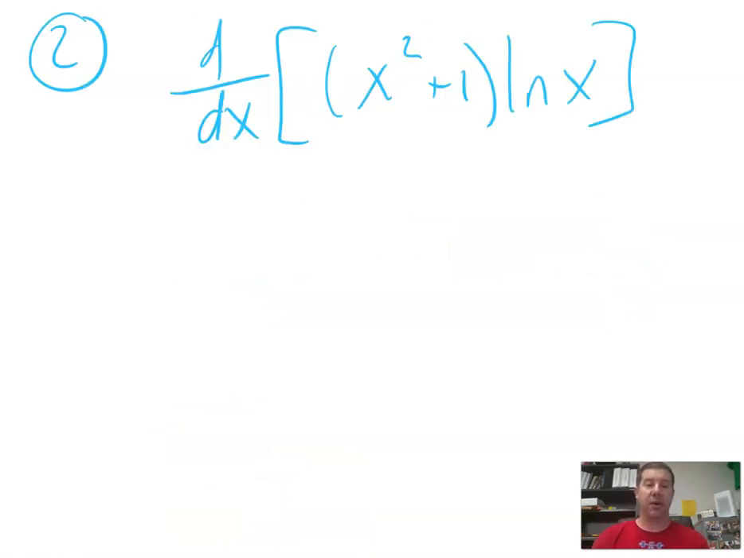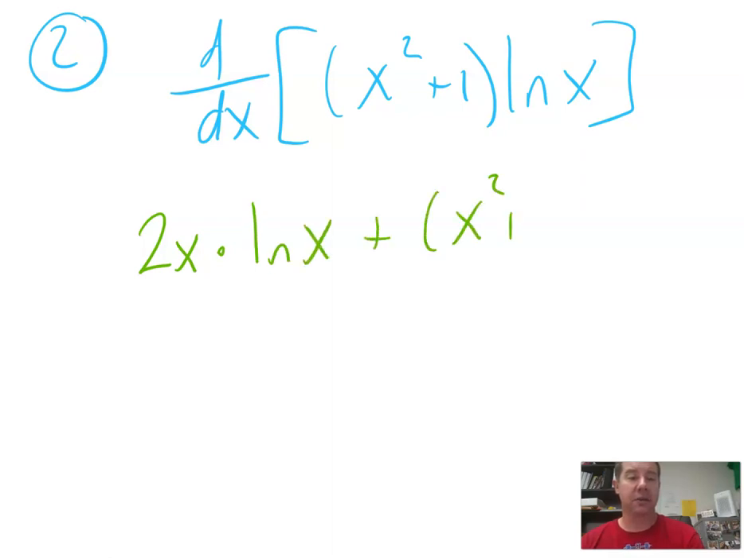Okay, next problem here. We want to take the derivative of x squared plus 1 times ln of x. In this case, we hopefully are noticing that this is a product, right? We have two things multiplying together, so I'm going to have to use the product rule. So if I start taking the derivative of this, I'm going to take the derivative of the first times the second plus the first times the derivative of the second. So we're just going to be applying this rule in other places.